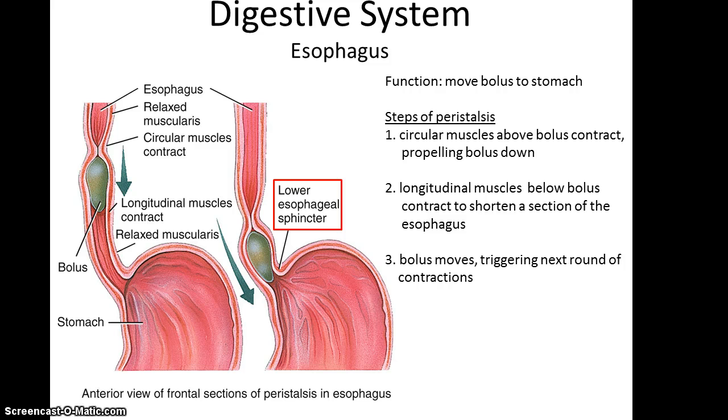The way this basically works is that circular muscles above the bolus will contract, and that'll start to push the bolus down or along the esophagus. Then longitudinal muscles below the bolus will contract to shorten that section of the esophagus. Then as the bolus moves, this will then trigger the next round of contractions to continue the movement until it reaches the lower esophageal sphincter. And note, this is why you can swallow things while standing on your head.